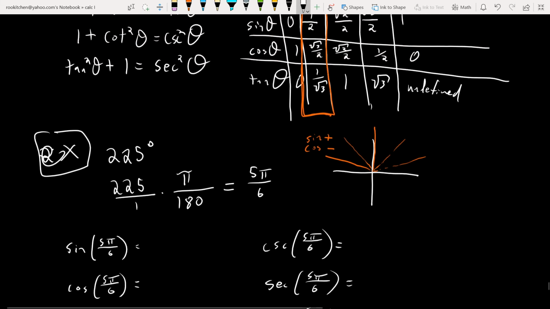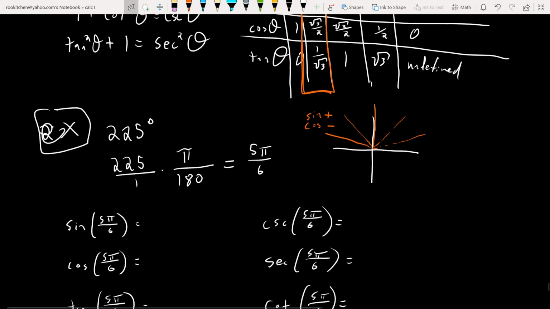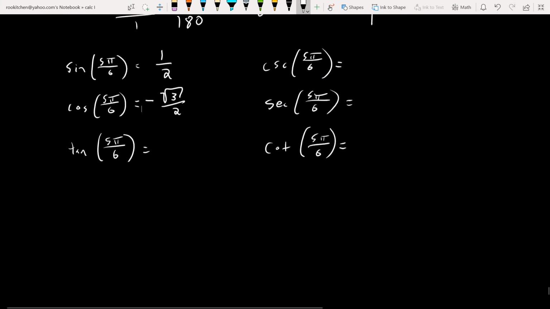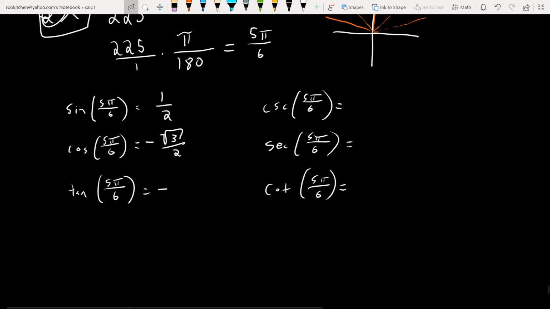Okay, so they'll follow the red chart. So sine of pi over 6 will be 1/2, and then we have to make sure it has the right sign. So yeah, it's positive. Cosine of 5 pi over 6 then is radical 3 over 2, but because it's in the second quadrant, it'll be negative. And then tan of 5 pi over 6 will be 1 over root 3, but it'll be negative because tan is negative in that quadrant.